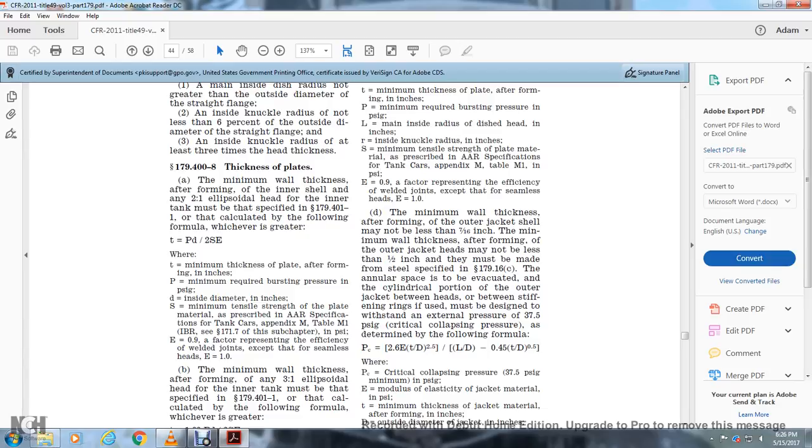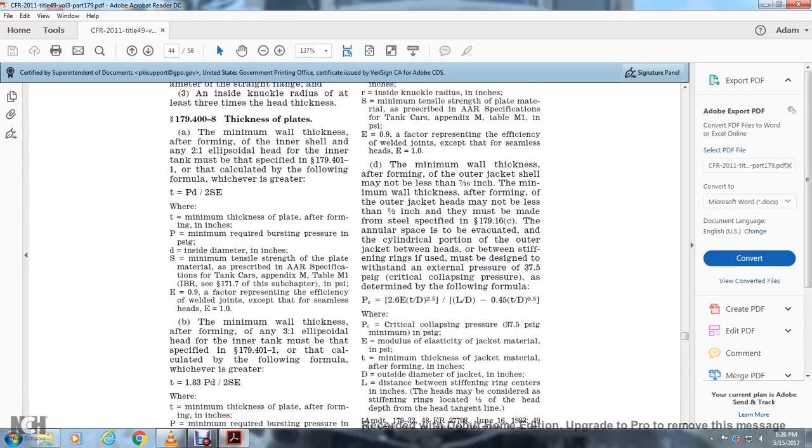T is the minimum thickness for the plate after forming in inches. P is the minimum required bursting pressure in PSI gauge. D is the inside diameter in inches. S is the minimum tensile strength of the plate material described in the AR specification of the tank cars, Appendix M, Table M1, in PSI. E equals 0.9, the factor representing the efficiency of the welded joints, accepting for the seamless heads at 1.0.